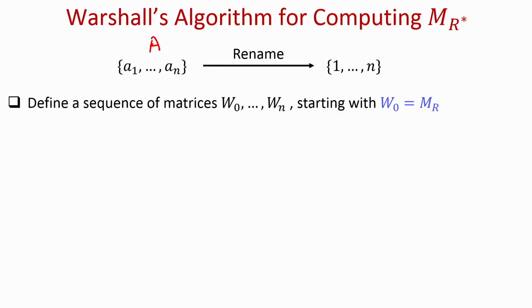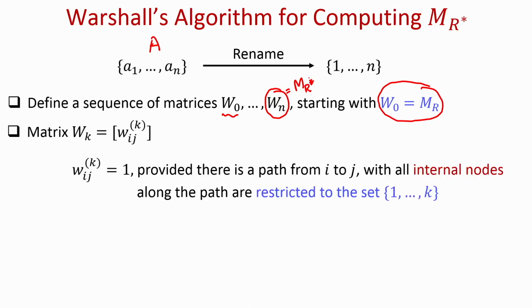Now, the idea behind Warshall's algorithm is that we are going to define a sequence of matrices where the matrix W0 is the initial matrix, namely the matrix for the relation R given to you, and from that we are going to construct a sequence of matrices W1, W2 up to Wn, and we are going to stop with Wn, and Wn will be the matrix for your relation R star. So, let us see the definition of the kth matrix in this sequence, where k ranges from 1 to n.